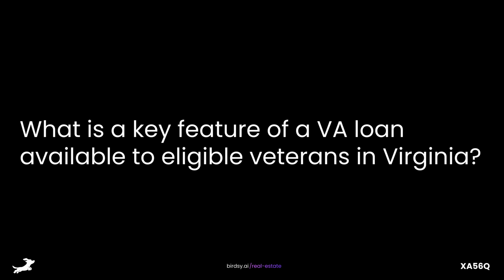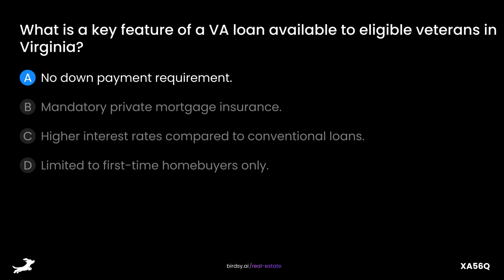What is a key feature of a VA loan available to eligible veterans in Virginia? Is it A. No down payment requirement, B. Mandatory private mortgage insurance, C. Higher interest rates compared to conventional loans, or D. Limited to first-time homebuyers only?